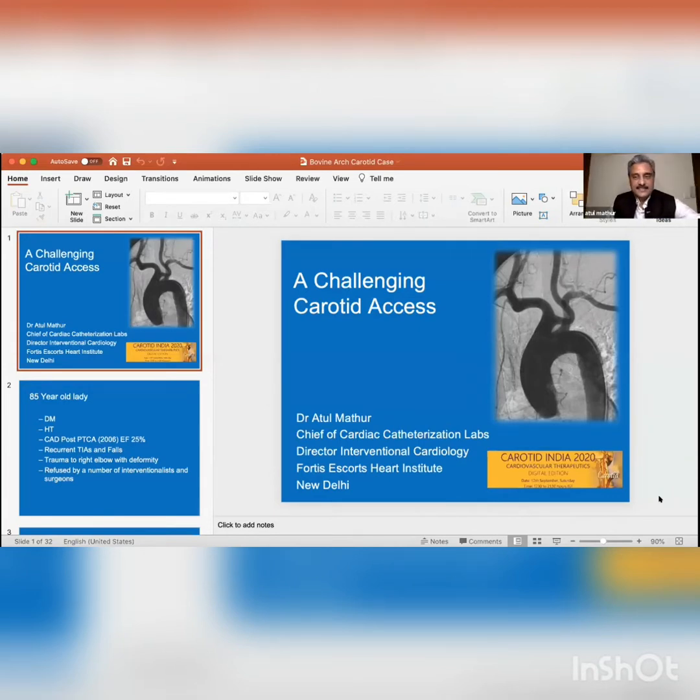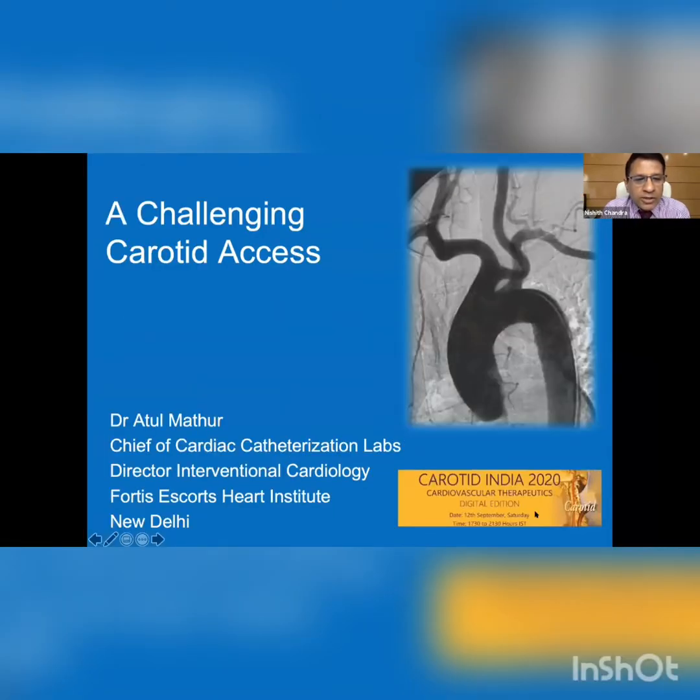I think this has been a very interesting session. Now let me invite the director of our cath lab as well as the convener of this Carotid India, Dr. Atul Mathur. He has been the pioneer of carotid interventions in India, and he has taught us all the tricks and tips of carotid intervention, howsoever difficult it is. So he shall be taking us through a journey of challenging carotid access. So Dr. Mathur, please. Thank you very much, Nishit.